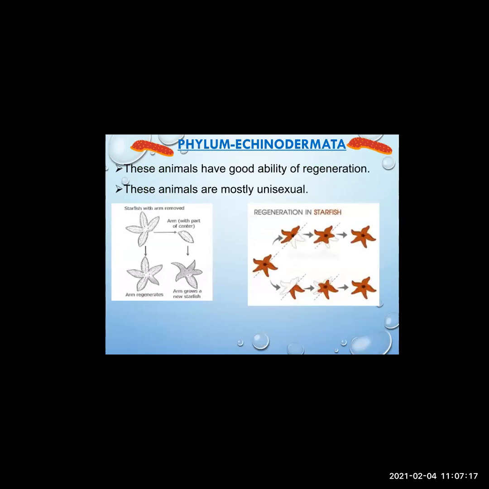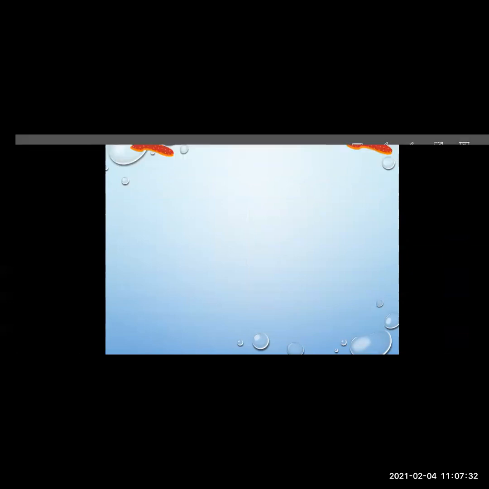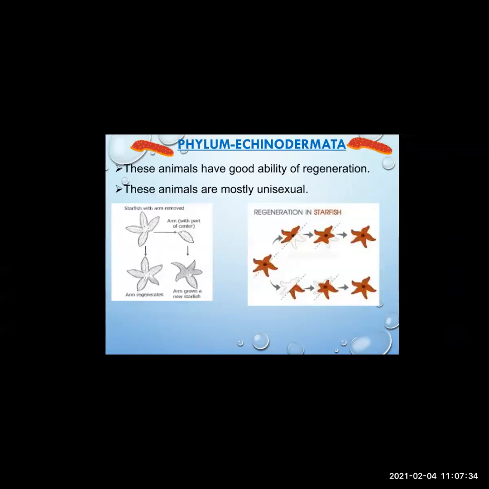Next characteristic, these animals have good ability of regeneration. Now see students, regeneration means what? You can see from the picture. A starfish, you can see the starfish, its one arm has been removed, isn't it? Some part of the center is there along with the arm.